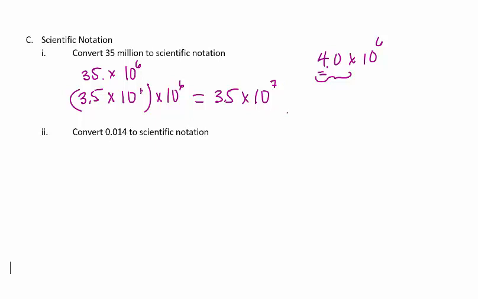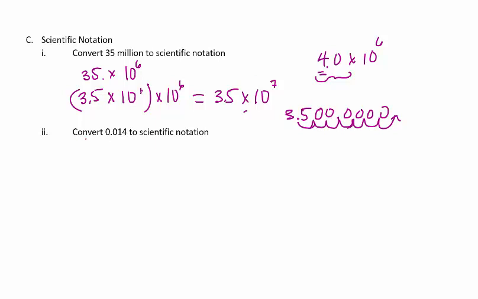Okay, now you can verify that you've done this correctly, because what this 7th power is telling me is to move the decimal 7 spots to the right. So 3.5, if I move it 7 spots to the right, inserting zeros where there are none, we end up with 35 million.